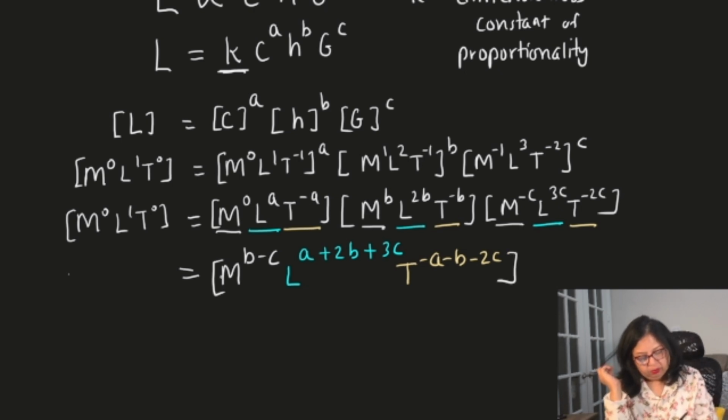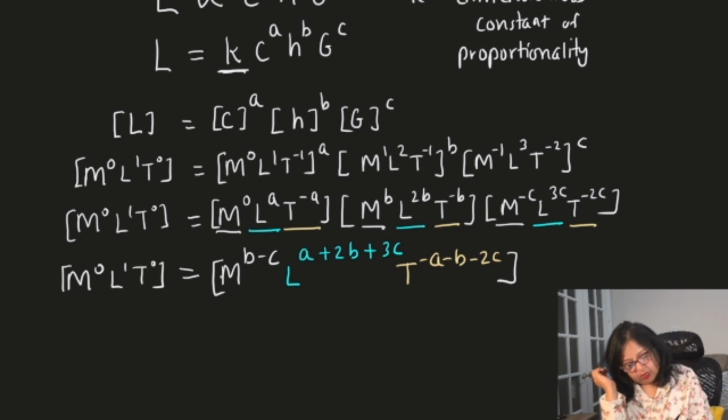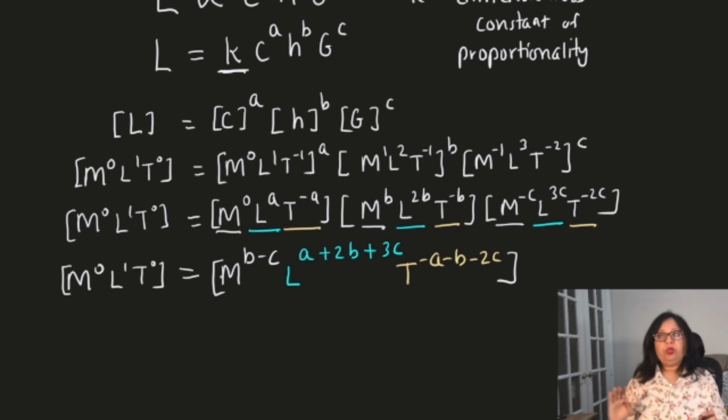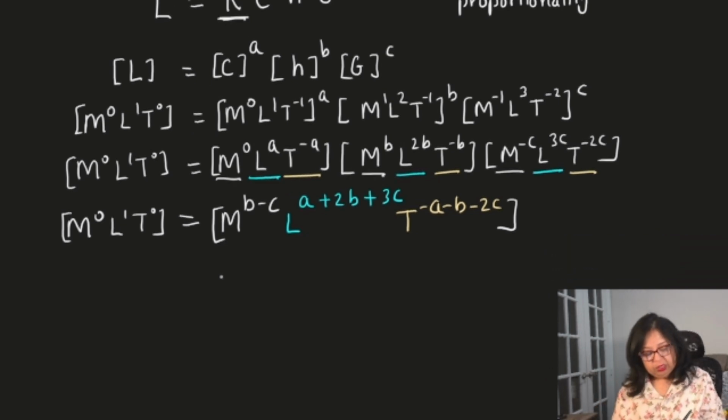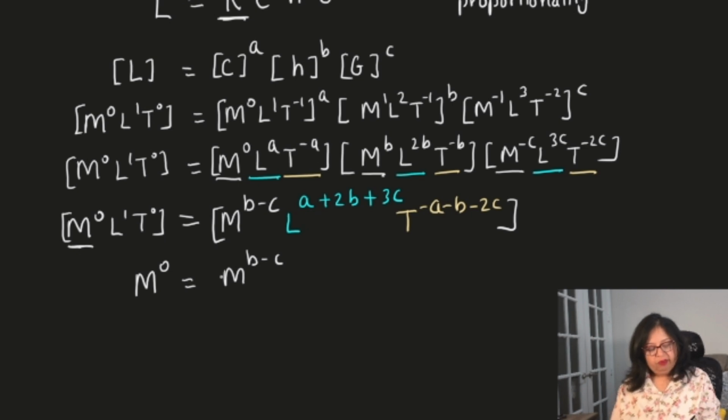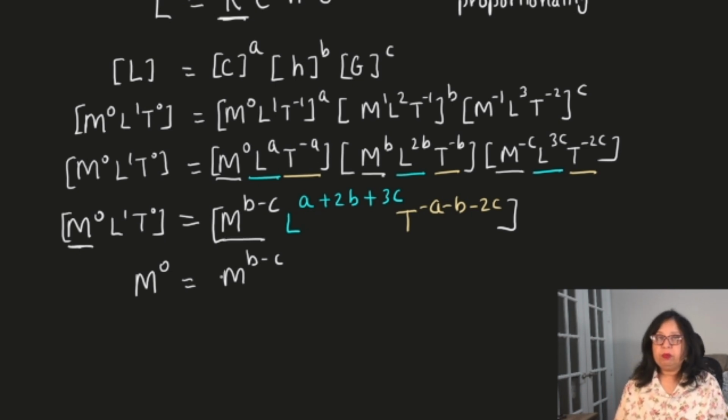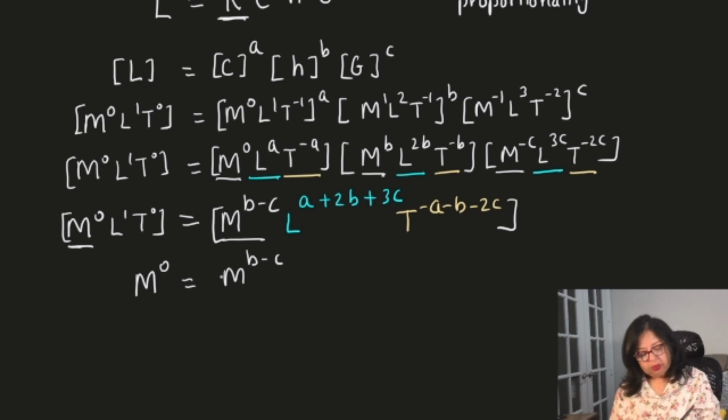Brackets. Left hand side is m^0 L^1 t^0. From here on, what we do, we have done it like a million times before. Not literally speaking, but you know what I mean. So you get m to the power 0 equals m to the power b minus c. M to the power 0 on the left hand side equals m to the power b minus c on the right hand side. Why? Because the base is the same, which is m.